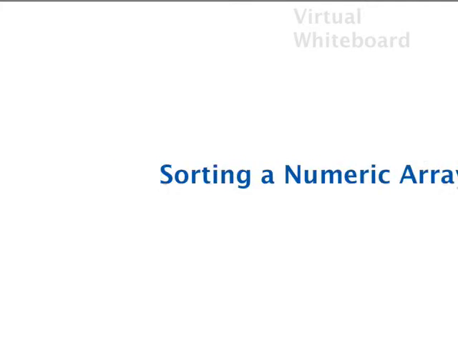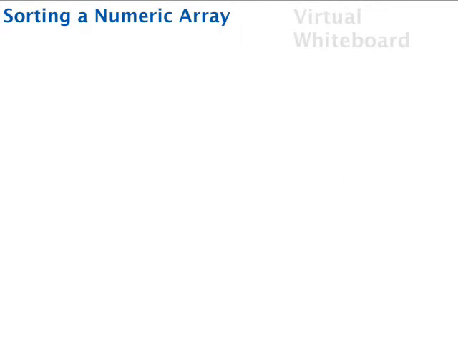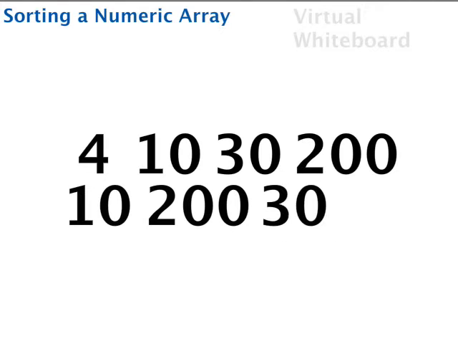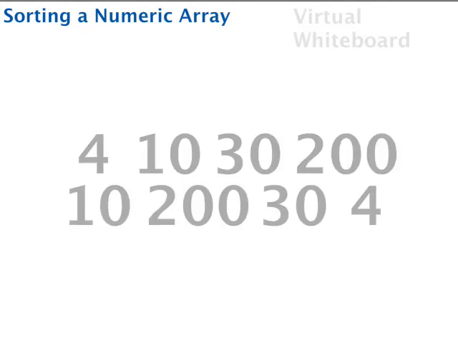Because the sort method sorts alphabetically, it won't work with a numeric array, at least not the way you'd expect. If an array contains the numbers 4, 10, 30, and 200, for example, it would sort them as 10, 200, 30, 4. Not even close.